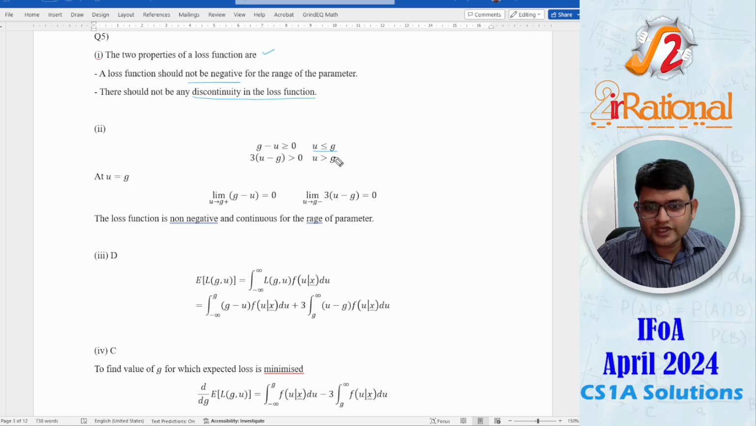So when U is less than G, then this loss function is positive. Similarly, when U is greater than G, it is positive. So we have that it is not negative. Similarly, if I check from one side, I get G minus U is 0, and here U minus G is 0. When U is equal to G, that means we have this function as continuous as well. So the loss function is non-negative and continuous for the range of the parameter. Spelling mistake, it should be range.